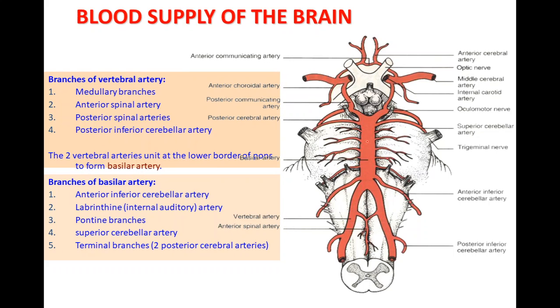Then at the upper border of the pons, or junction between midbrain and pons, it divides into two terminal branches, the two posterior cerebral arteries. So that is the formation of the basilar artery at the lower border of the pons by the union of the two vertebral arteries, and it terminates by its two terminal branches, the two posterior cerebral arteries. This is the right posterior cerebral and this is the left posterior cerebral artery.